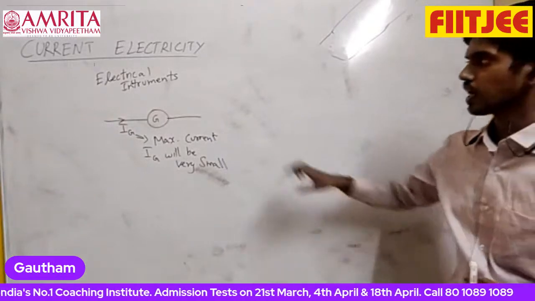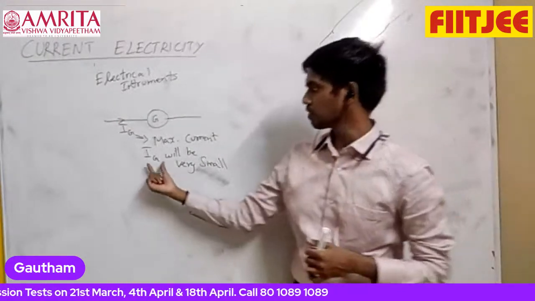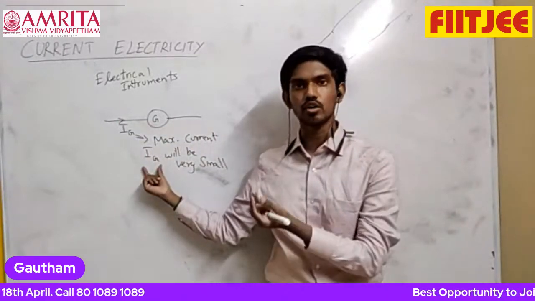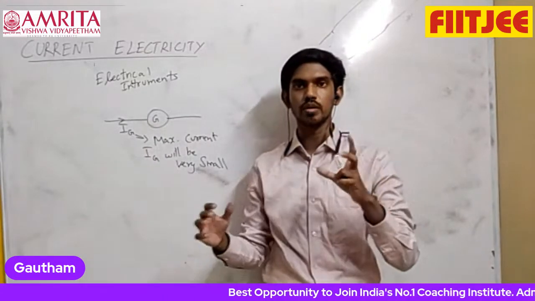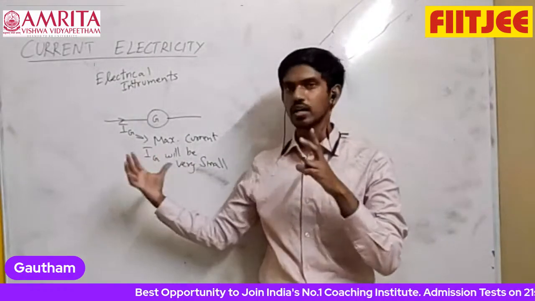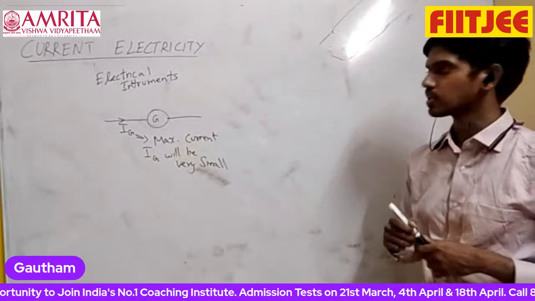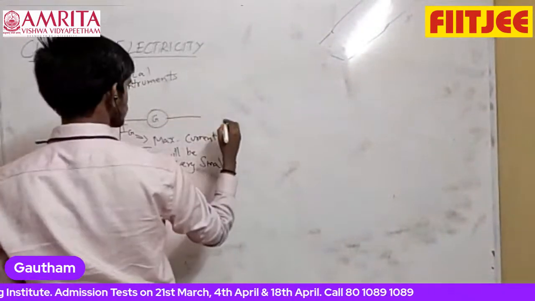So how to convert this galvanometer into an ammeter with some range? Here you can measure only up to Ig. Ig will be in milliampere or microampere, maybe only 0.5 microampere, but you want to measure 2 ampere, 100 amperes. If you want to measure large currents, how do you convert this galvanometer into something which can measure larger current?